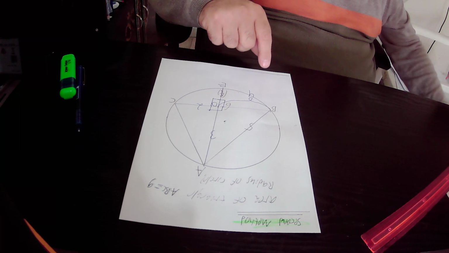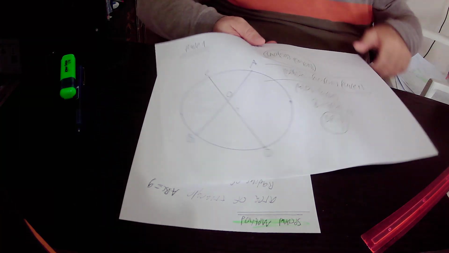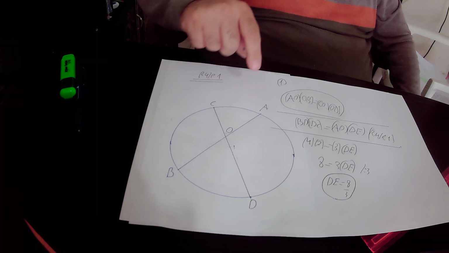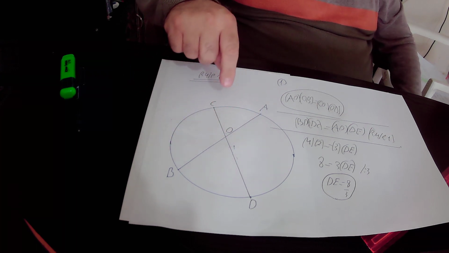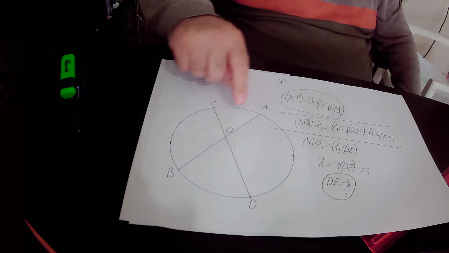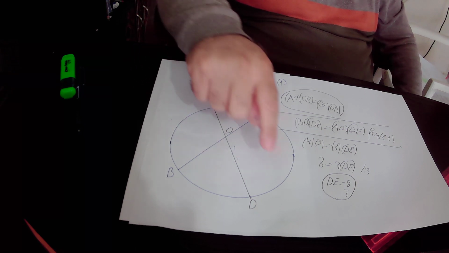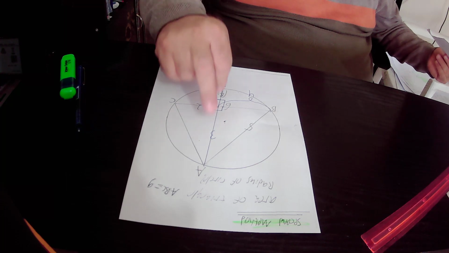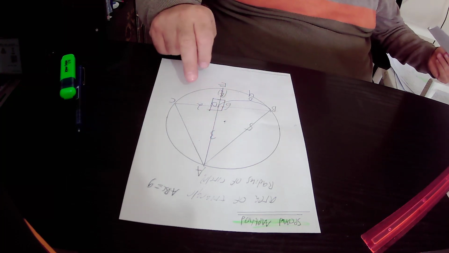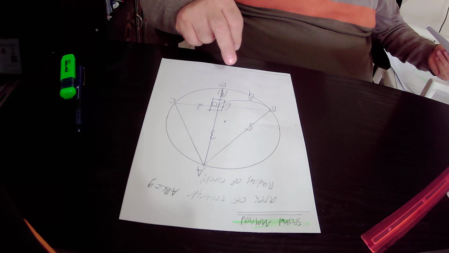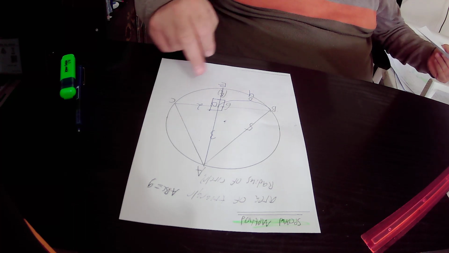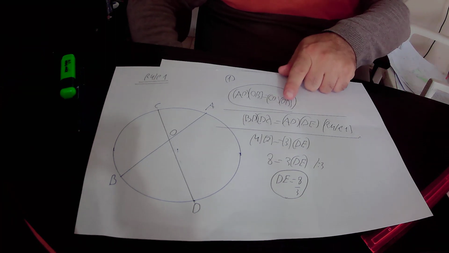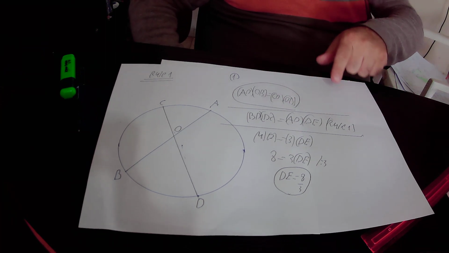Then I presented to you rule number 1. According to rule number 1, if chord AB intersects with chord CD at point O, then AO times OB equals CO times OD. You can implement rule number 1 in our drawing, because in our drawing we have chord AE that intersects with chord BC at point D. Therefore, BD times DC equals AD times DE, according to rule number 1.